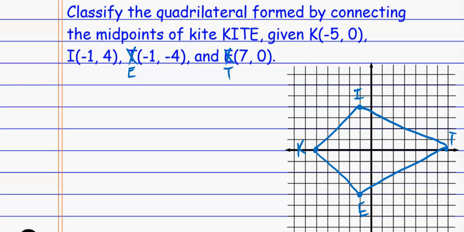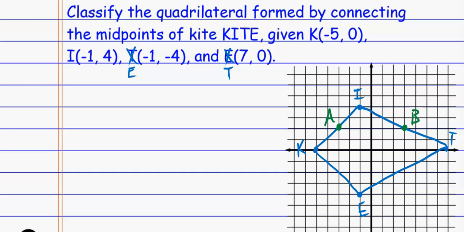And so again, midpoints, it's just the average, or halfway up, halfway over. So to get from K to I, it's up 4 and over 4. So it's up 2 over 2. There's the midpoint of KI, and I'm going to call it A. All right? Let's find the midpoint of IT. Again, it would be down 4 over 8. So I'm going to go down 2 over 4. There it is. I'm going to call that one B.